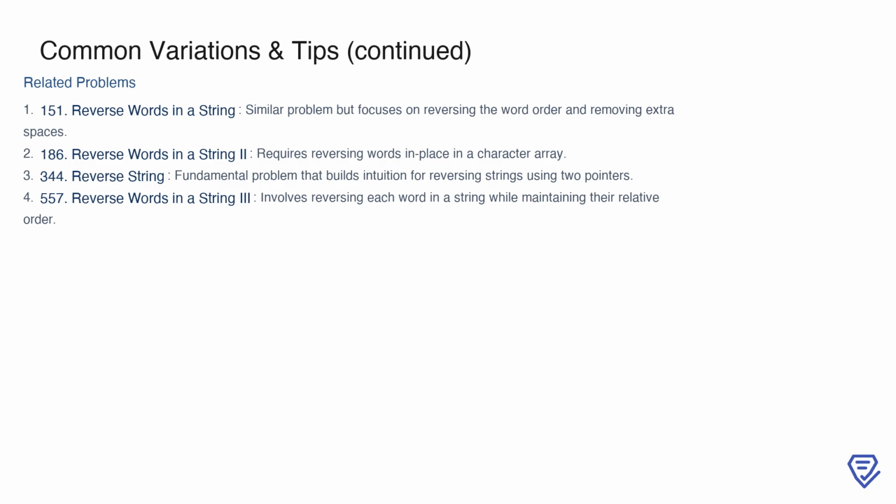understanding. For instance, problem 151, reverse words in a string, is very similar but focuses on reversing the word order while also removing extra spaces. Then there's problem 186, which is the one we're discussing, reversing words in place within a character array. Problem 344, reverse string, is a foundational exercise that helps develop intuition for using two pointers to reverse strings efficiently. Lastly, problem 557, reverse words in a string 3, takes a slightly different twist. It requires reversing each individual word in a string while maintaining their overall order. Exploring these problems can strengthen your grasp of the patterns and techniques needed to solve string-based challenges effectively.